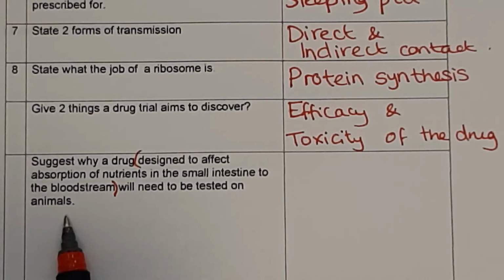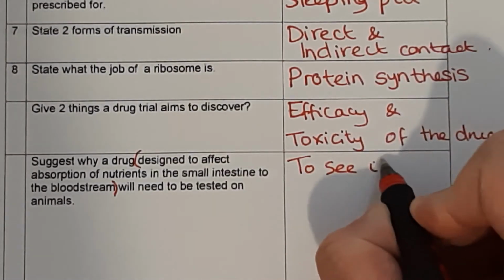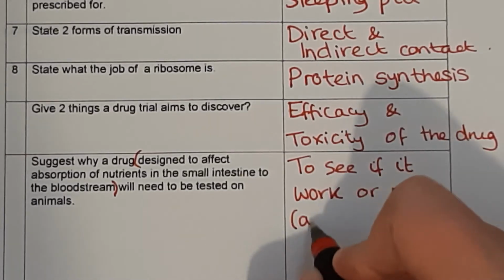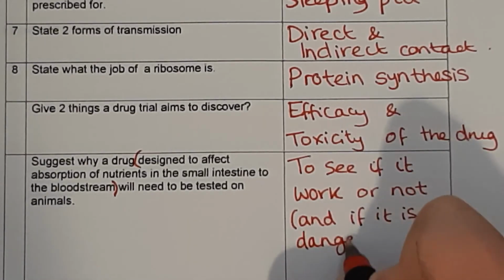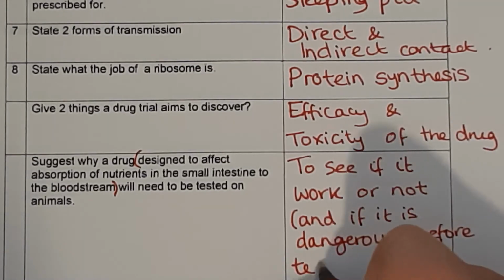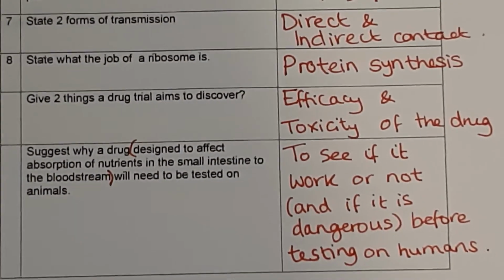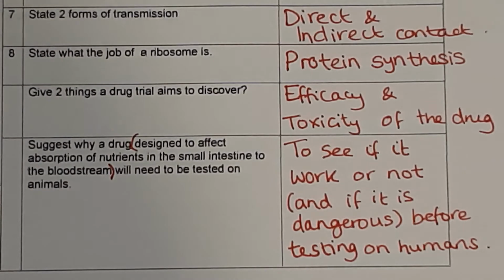Okay, so all drugs need to be tested on animals if they're going to be for humans. They have to be tested on animals beforehand. Why do we have to test drugs on animals? Well, that is to see if the desired effect occurs before we test it on humans. So that's to see if it works or not, or produces the desired effect before it's tested on humans, and also whether or not it's dangerous.